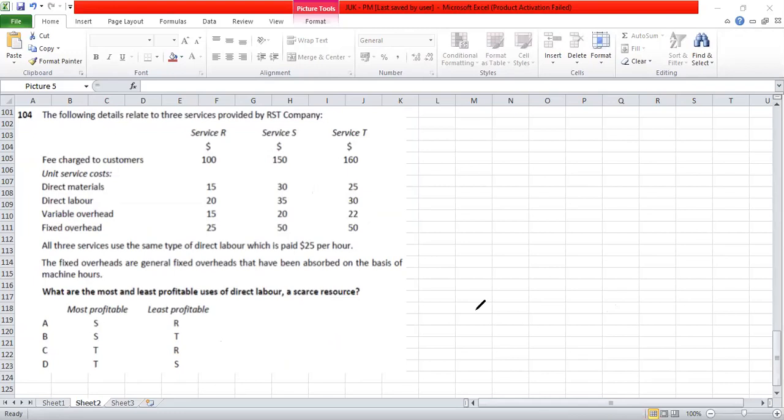The question on the screen, 104. The following details relate to three services provided by RST company, R, S, and T. We see the fee charged to customers. Then unit service costs are material, labor, variable overhead, fixed overhead. All three services use the same type of direct labor, which is paid at the rate of $25 per hour. The fixed overheads and general fixed overheads have been absorbed on the basis of machine hours. What are the most and the least profitable uses of direct labor as a scarce resource? Quickly, because we understood the concept, let's quickly do this one. 104.